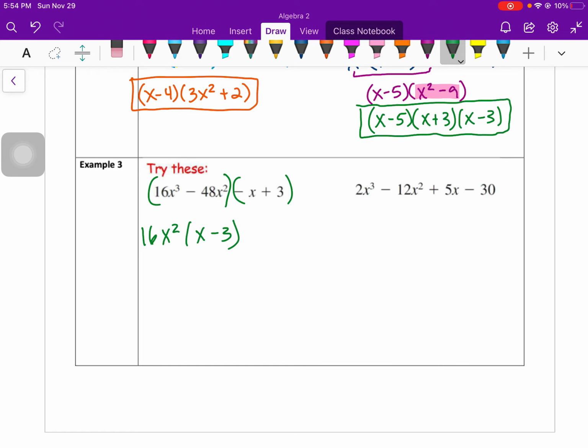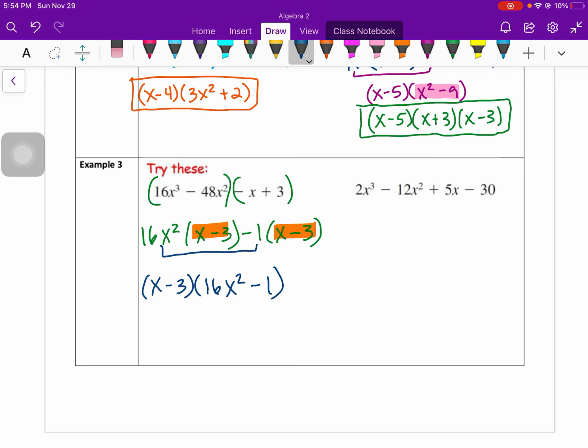And then negative x plus 3, I need to take out a negative 1 out of that. And I'm left with a positive x now. And a negative times a negative is going to give me a positive 3, so I need a negative 3 here. I've got x minus 3, x minus 3, so I can put these two together and pull my x minus 3 out front. And I've got 16x squared minus 1.